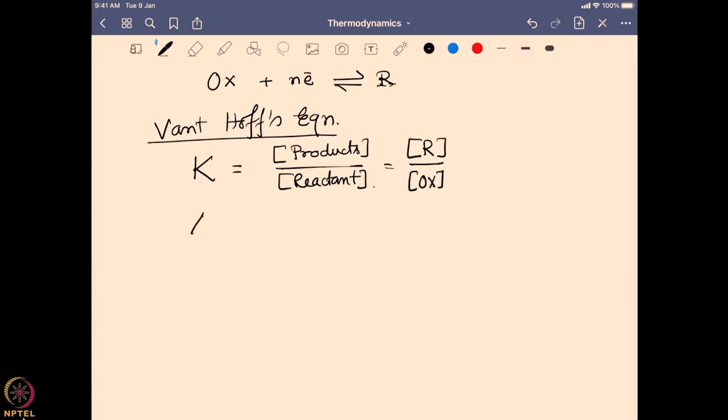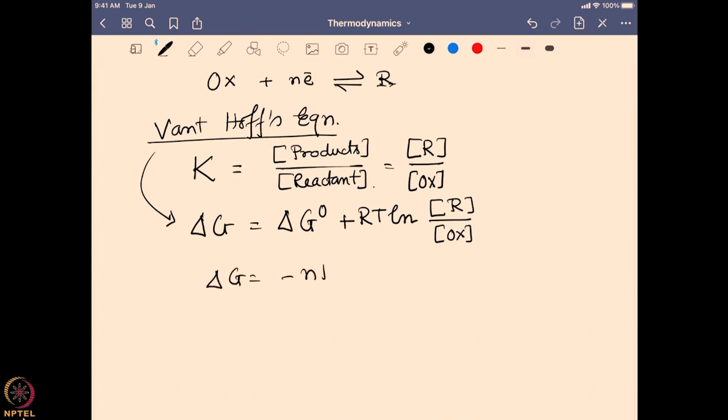From the Van 't Hoff equation, I can write this one: delta G is equal to delta G naught, that means the Gibbs free energy we calculated at the standard state, plus RT natural log of product divided by oxidant. So that is what is given by the Van 't Hoff equation. Now using this factor, I can write it out. Delta G, as we already know, is equal to minus nFE.